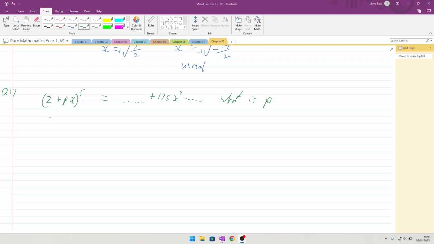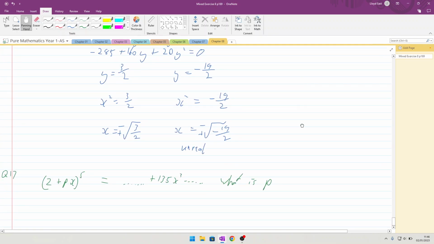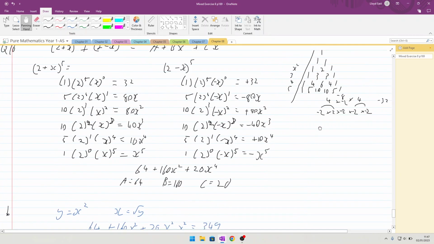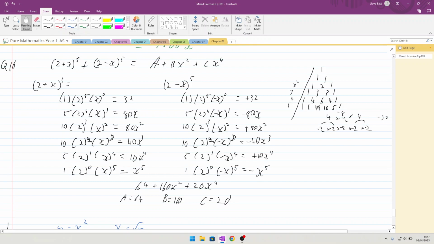So, question 17 is saying that in the binomial expansion, (2 plus px) to the power 5 has a coefficient of 135 for x to the power 3. So just coming up here to a Pascal triangle for powers of 5, we have 1, 5, 10, 10, 5, 1. And the x cubed on that, you can see there, is the 10 from the triangle.